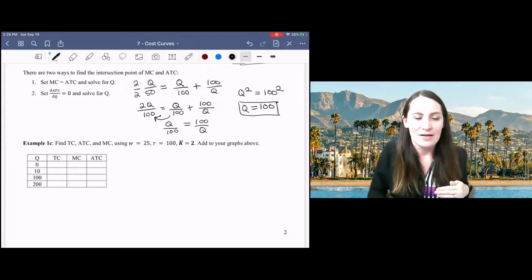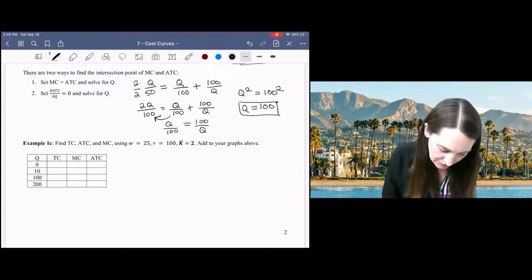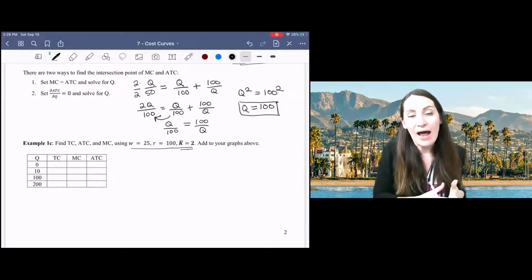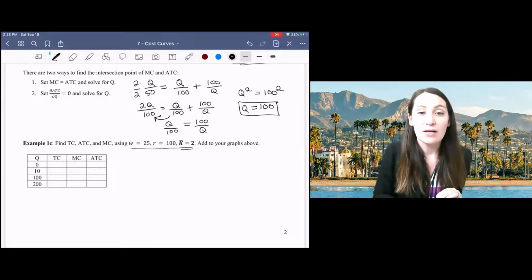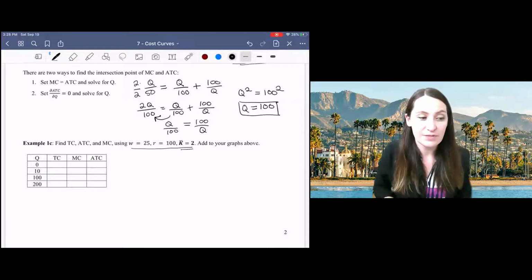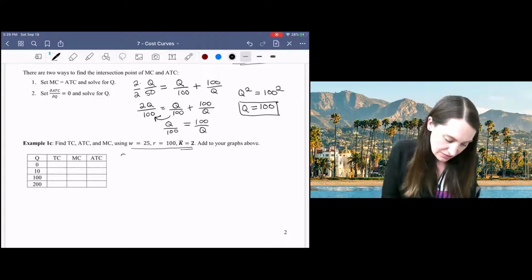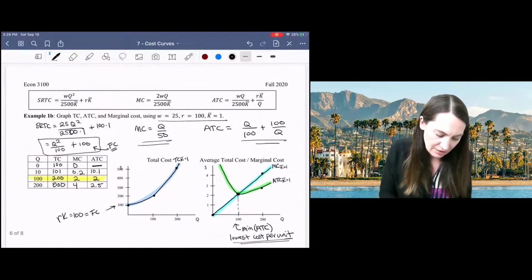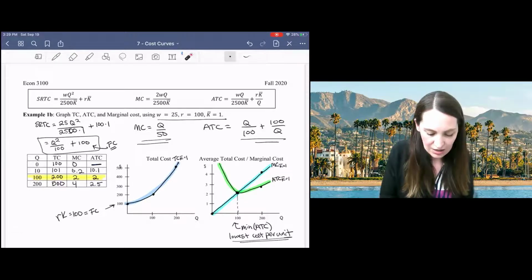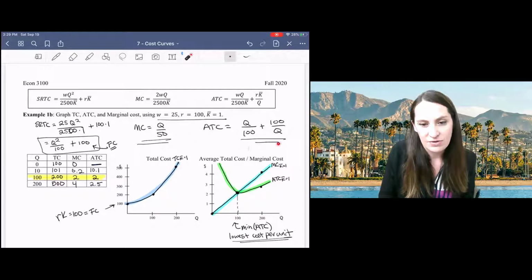Okay, so for the next part of this example, we're going to use a capital of 2 instead of a capital of 1 to see what happens to our short-term costs as we expand the fixed input. So we have a higher level of capital here, and we want to see how that affects our short-term cost curves. So again, we're going to start by finding our short-run total cost curve, and then we can take the derivative to get marginal cost and divide by Q to get average total cost.